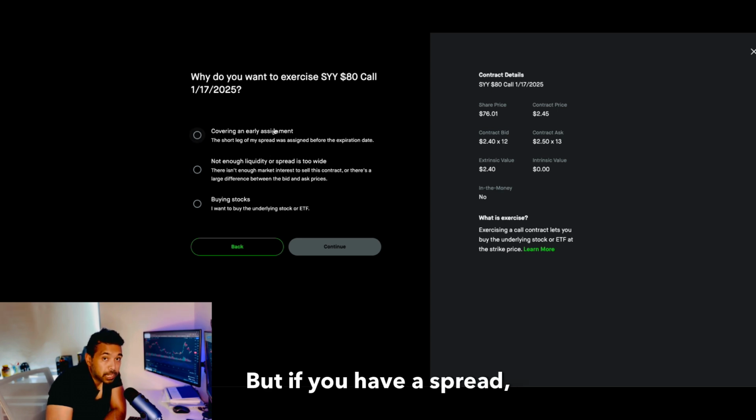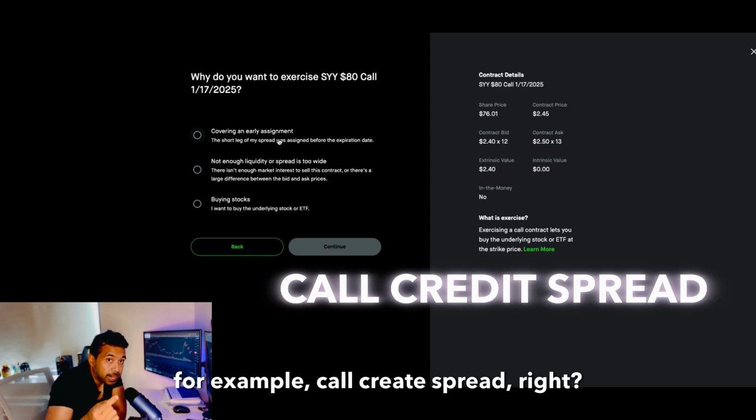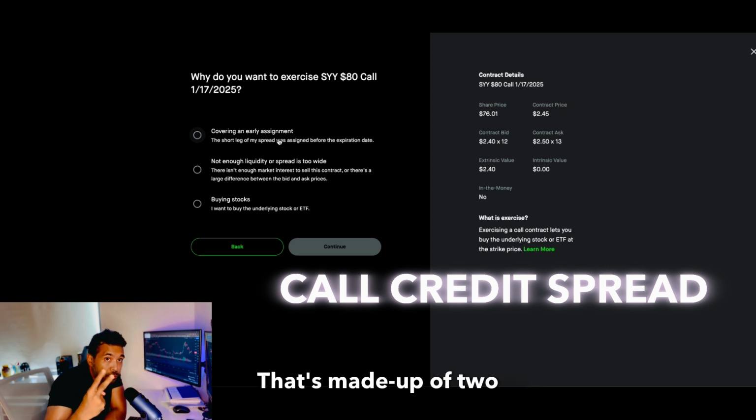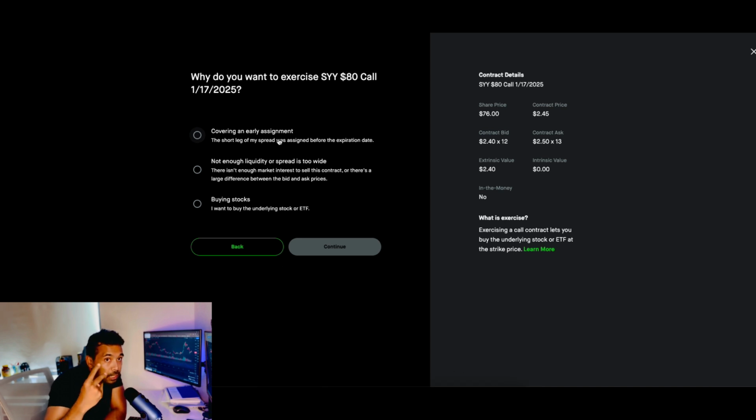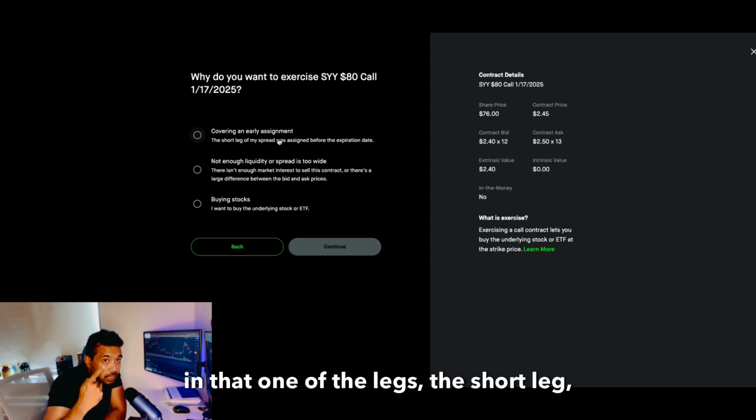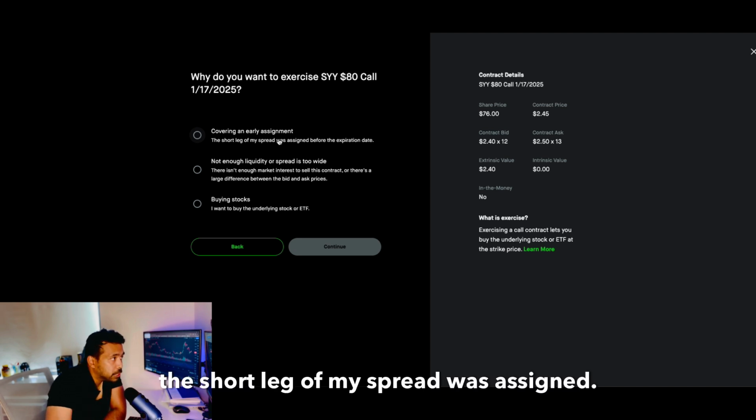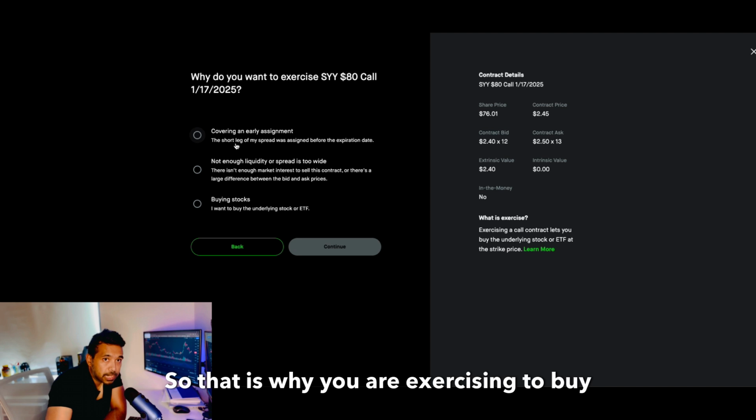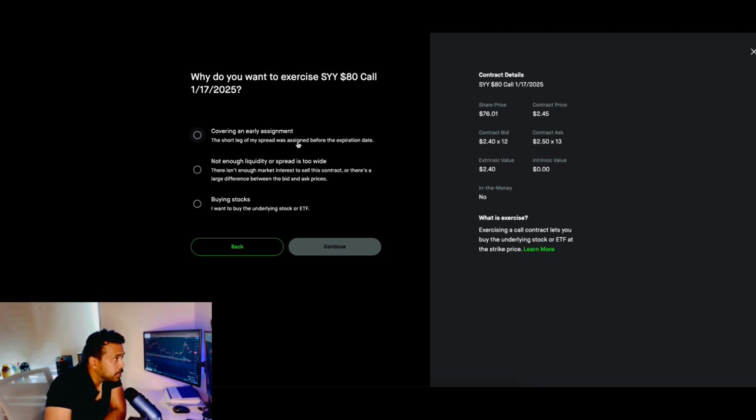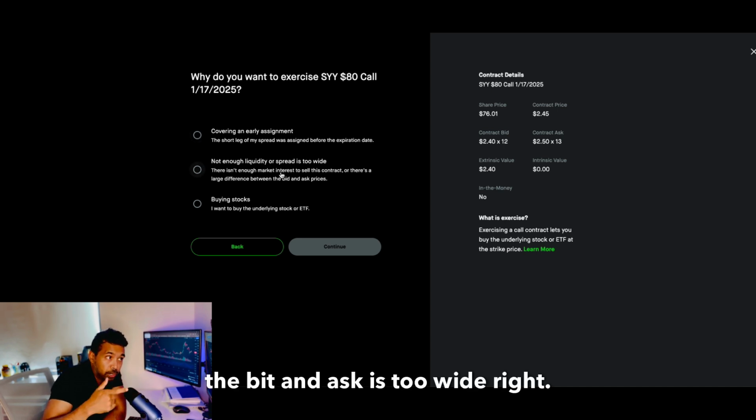But if you have a spread, for example, a call credit spread, that's made up of two legs. If the short leg of my spread was assigned, that's why you're exercising, to buy the shares to cover that short. That's what it is. The second one is the bid and ask is too wide.